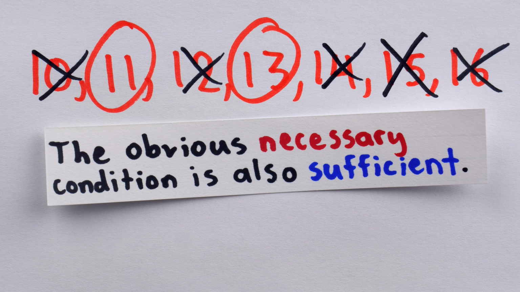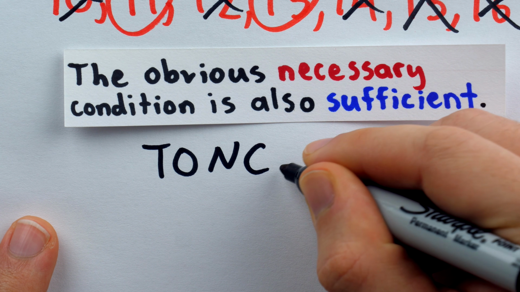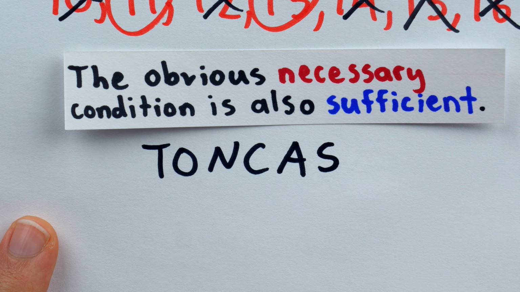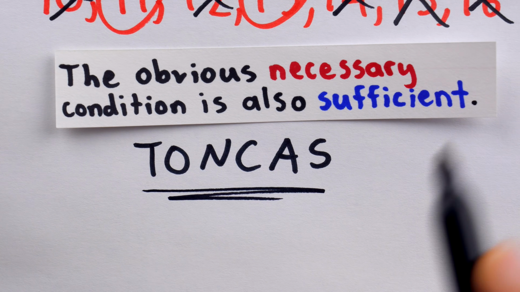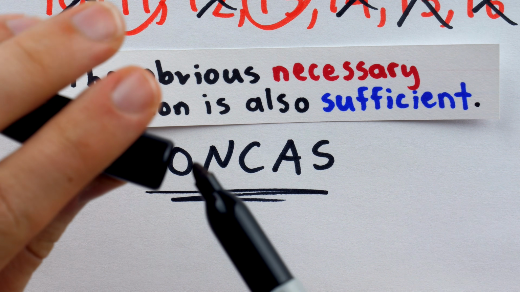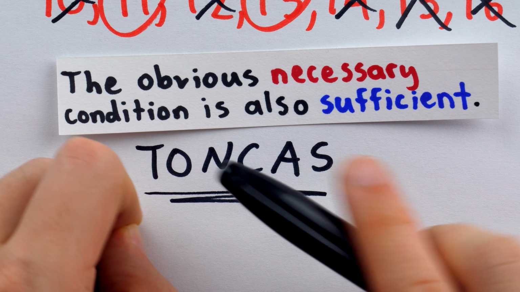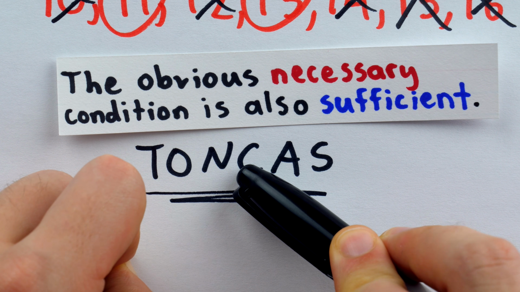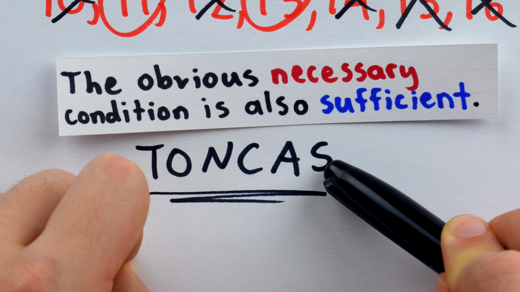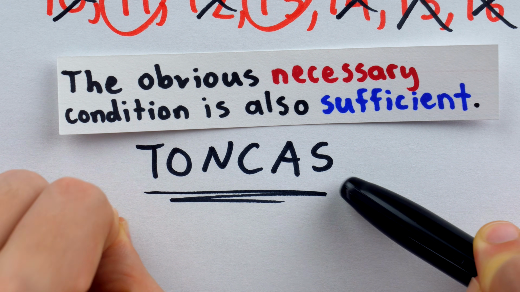That's TONCAS. TONCAS is an acronym meaning the obvious necessary condition or conditions are also sufficient. The reason this mnemonic came to be in the first place is because, particularly in the field of graph theory, we find that it's often the case that the obvious necessary condition is also sufficient, which generally speaking is pretty surprising, but in graph theory it happens a lot.